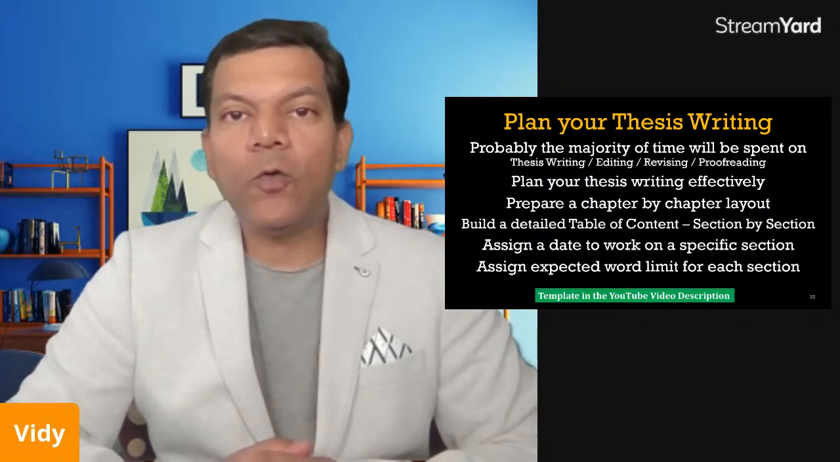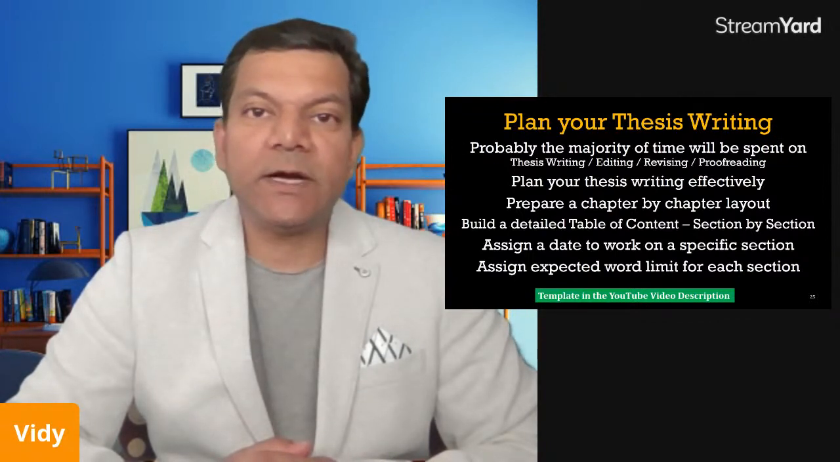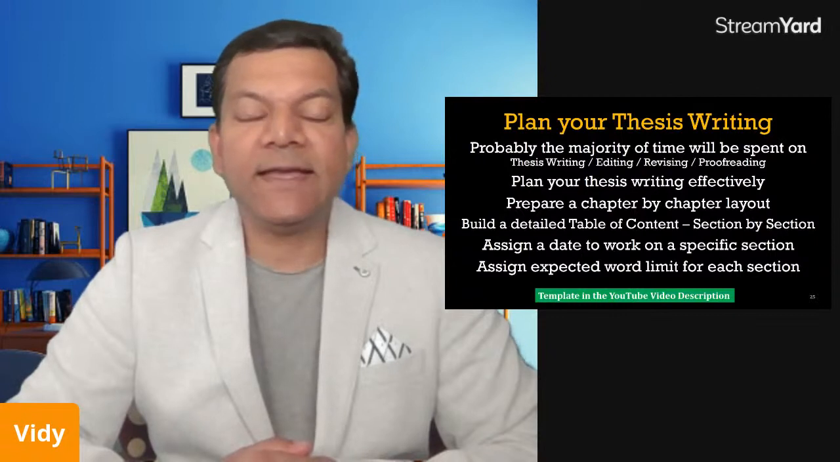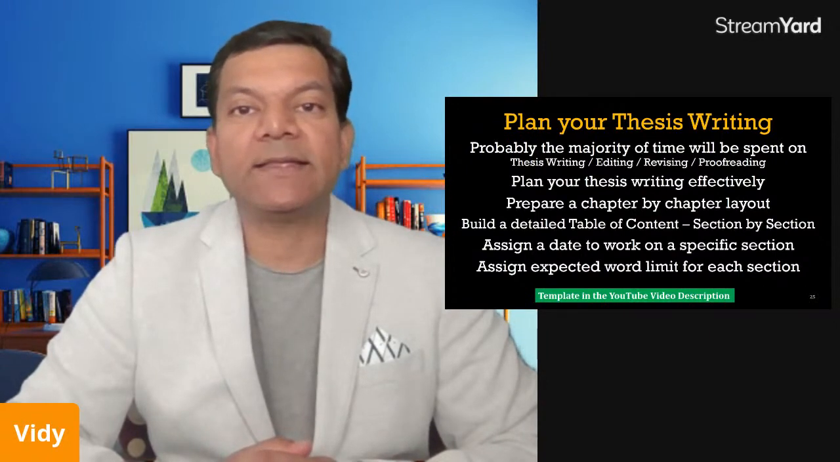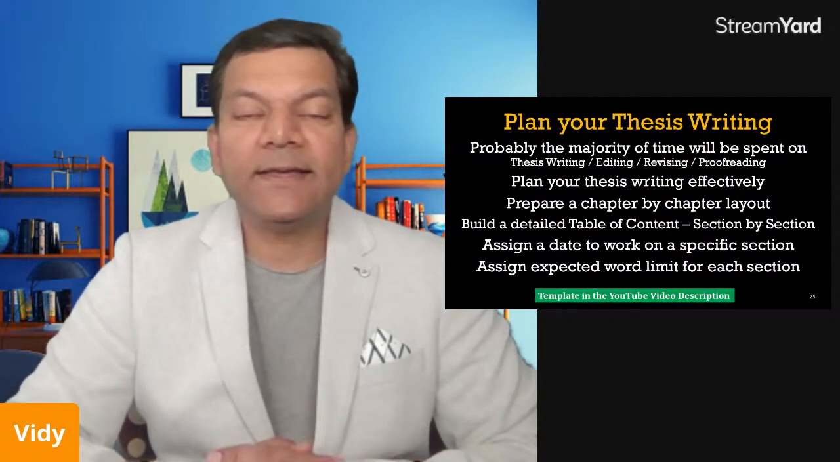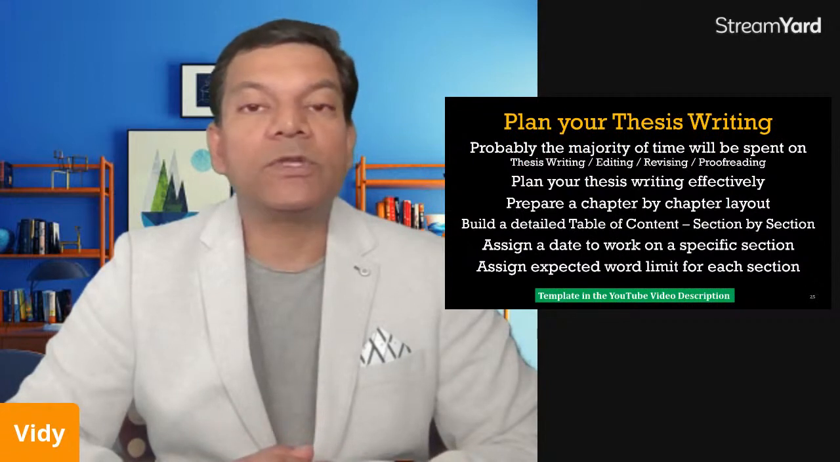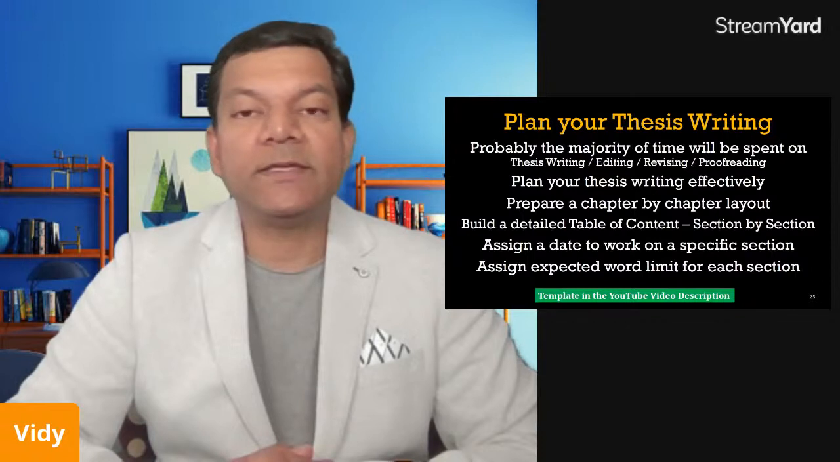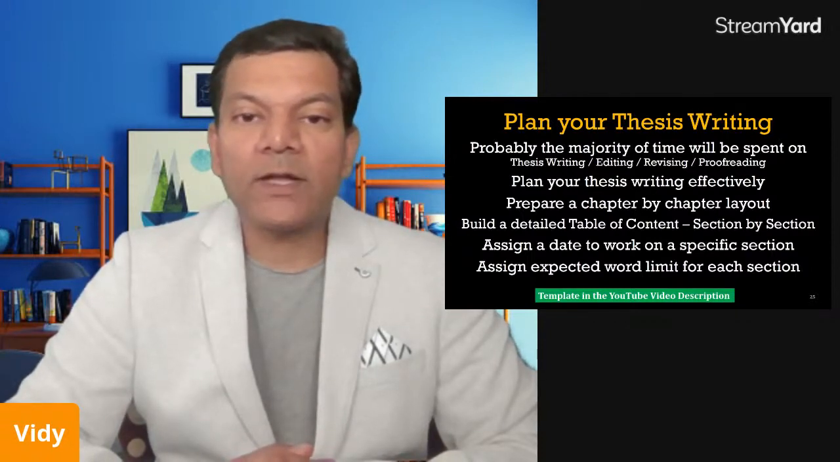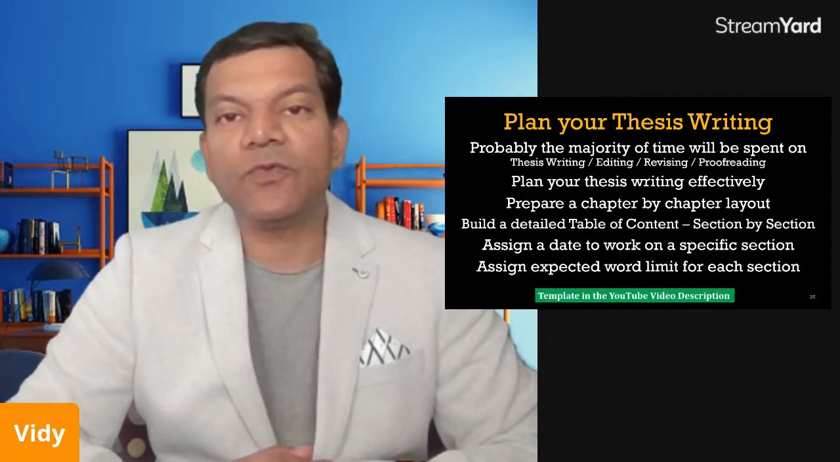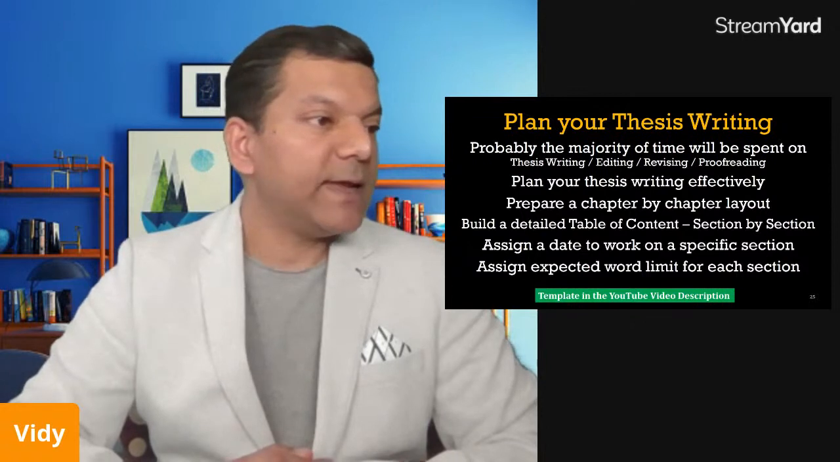manage your writing. Also build a detailed table of contents, section by section. If you know what you need to write, it is much easier to write it rather than sitting and then starting to think, what should I write now? So coming up with a chapter by chapter, section and subsection plan for your thesis is probably the most important part, because it will keep you on track, because you know what you need to do. Assign a date to work on a specific section and assign an expected word limit for each section. So I have created a template.